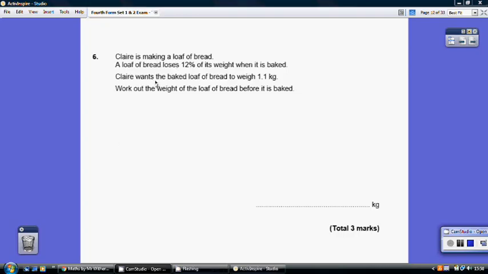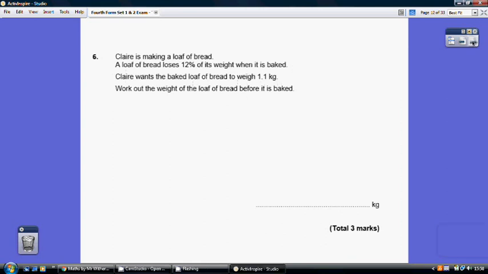Question 6. So Claire is making a loaf of bread. A loaf of bread loses 12% of its weight when it is baked. Claire wants the baked loaf of bread to weigh 1.1 kilograms. Work out the weight of the loaf of bread before it is baked.